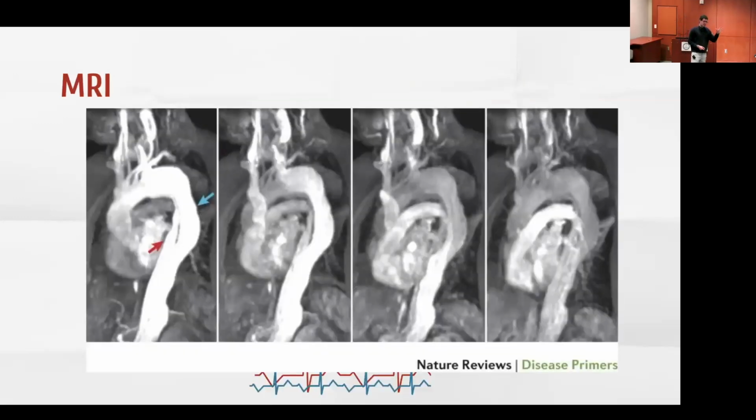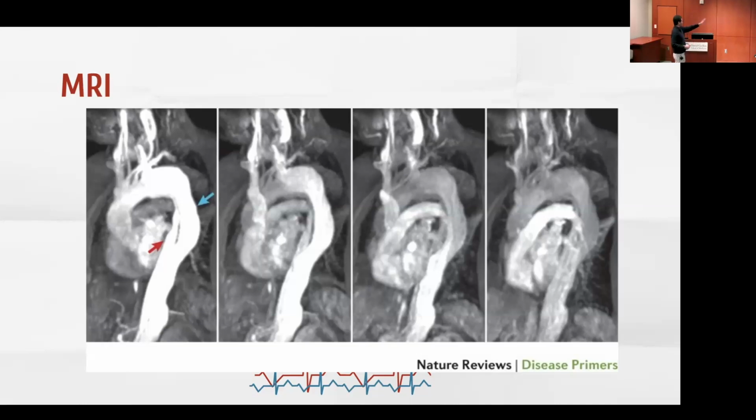MRI can typically be used more so for our younger patients. They take longer to acquire, but with contrast media, it basically gives you frames that you can play back. And from left to right, the left image shows us the red and blue arrow. The red arrow is the true lumen, and the false lumen is the blue arrow.